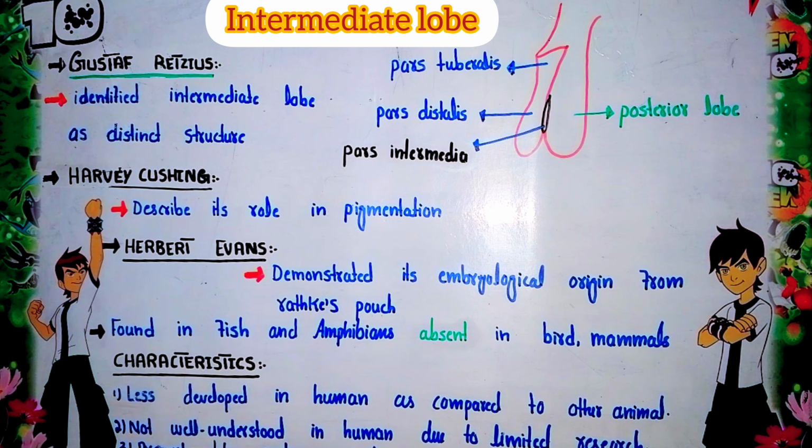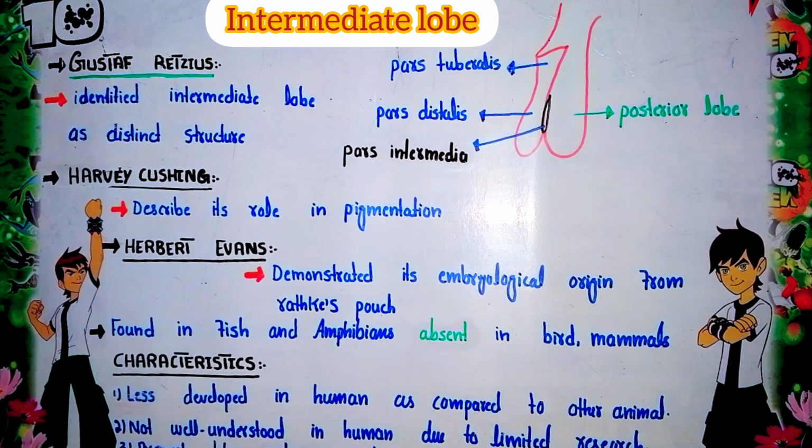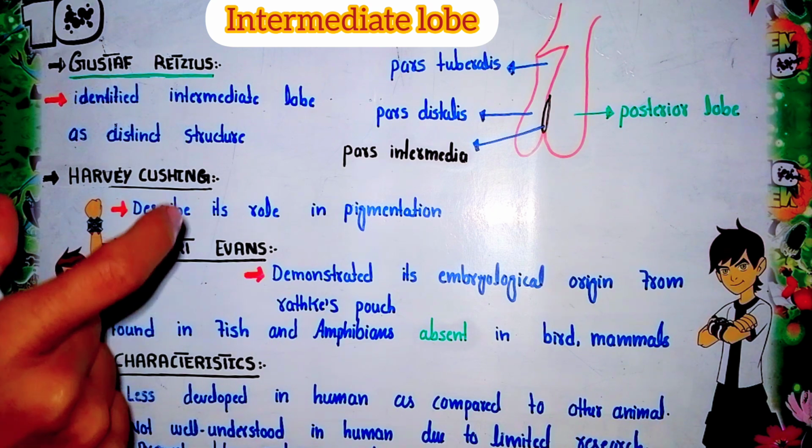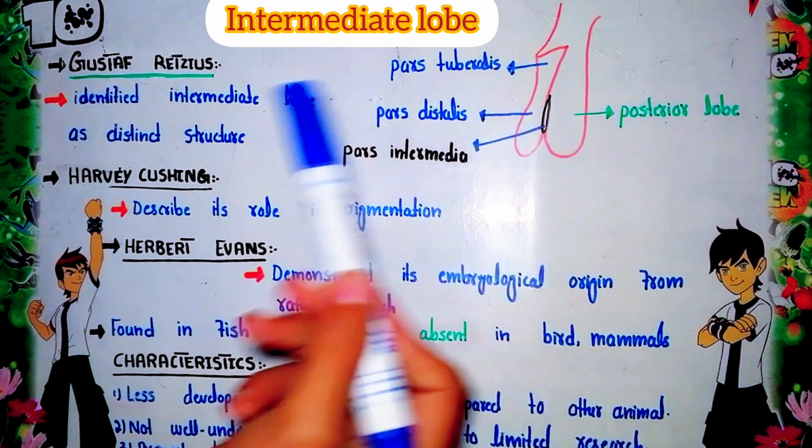But in the lower classes we have discussed another lobe of the pituitary gland, that is called the intermediate lobe. But in this lecture we will mainly focus on the intermediate lobe of the pituitary gland and its functions. Now first of all, this is the oral structure of the pituitary gland.